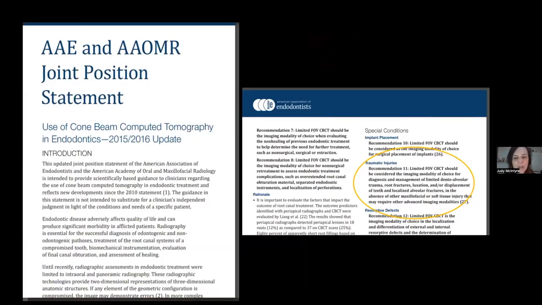Lastly, trauma. So trauma is a little bit different with cracked teeth, right? They're not the true cracks like functional cracks. It's usually horizontal fractures, crown-root fractures due to trauma. And again, in that joint position statement, recommendation number 11 recommends CBCT in trauma cases.